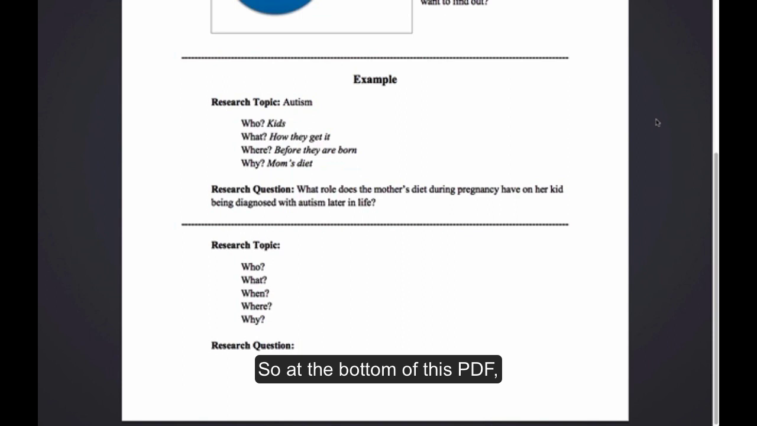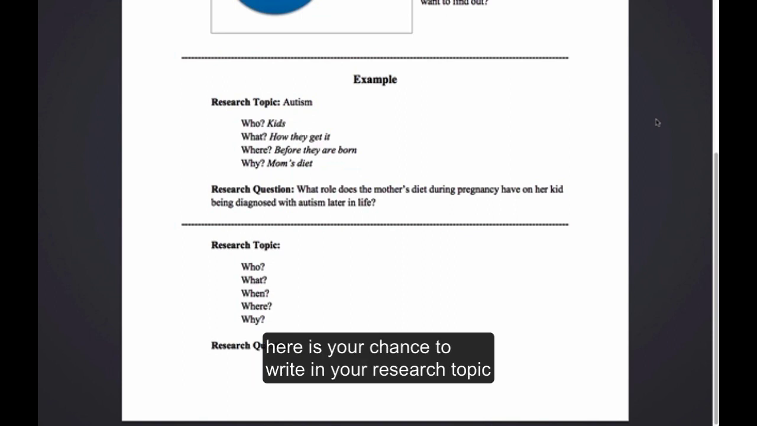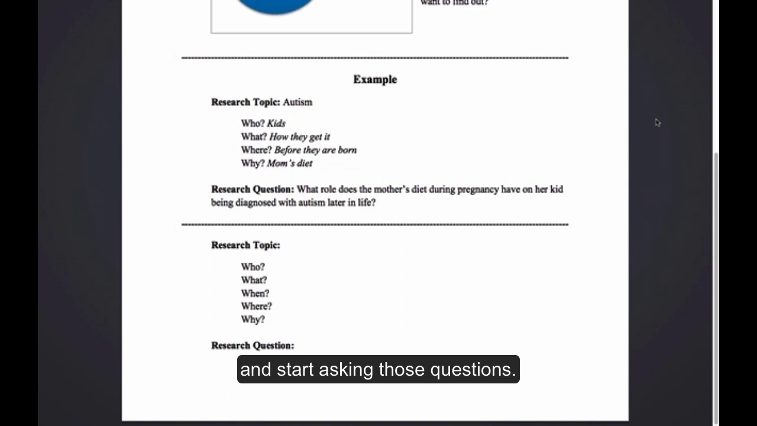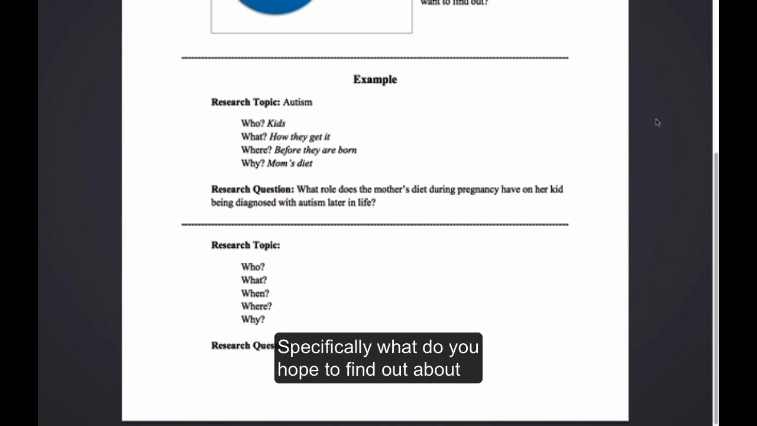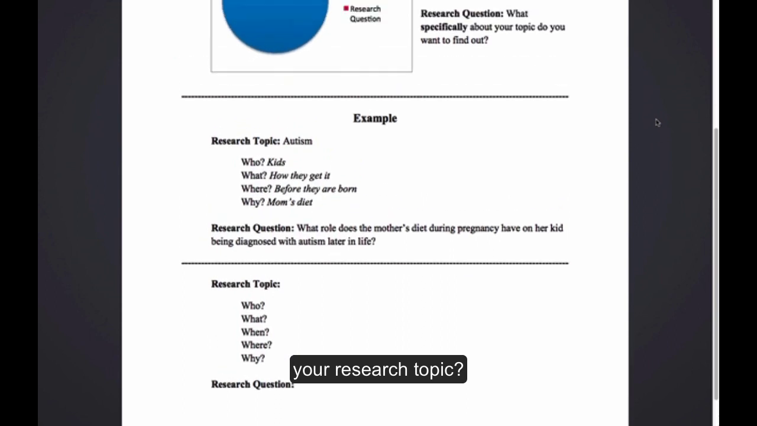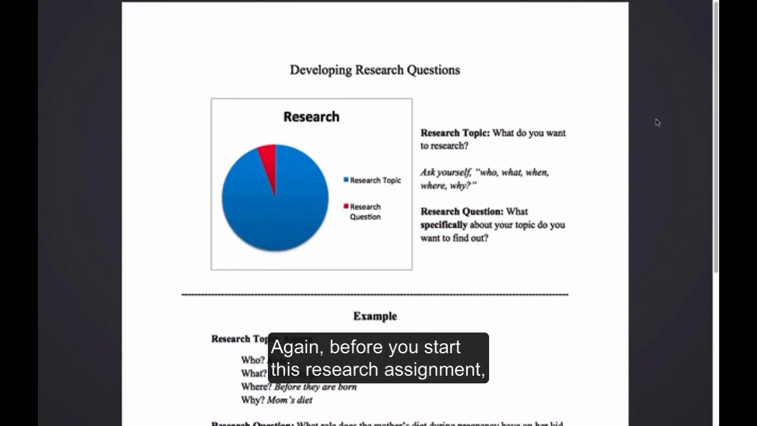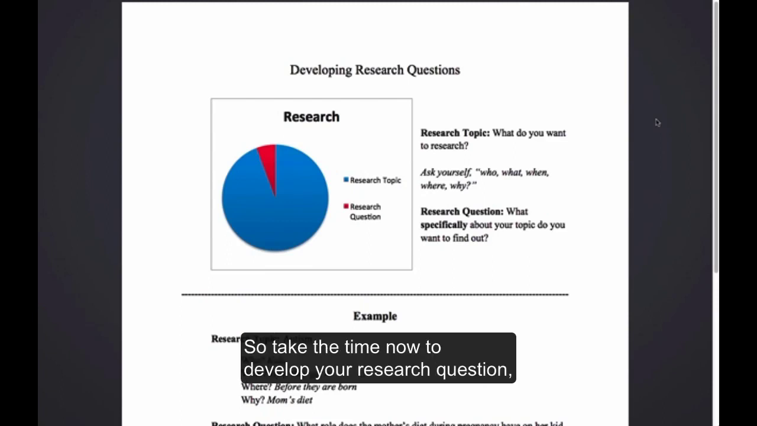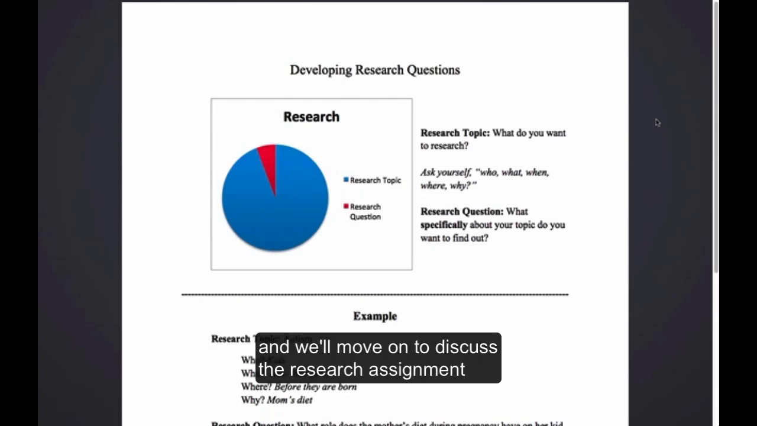So at the bottom of this PDF, here is your chance to write in your research topic and start asking those questions: who, what, where, why. You can think of when as well. And what is your research question? Specifically, what do you hope to find out about your research topic? Again, before you start this research assignment, which I will discuss in detail in a future lesson, you gotta have a specific research question. So take the time now to develop your research question, and we'll move on to discuss the research assignment in a later lesson.